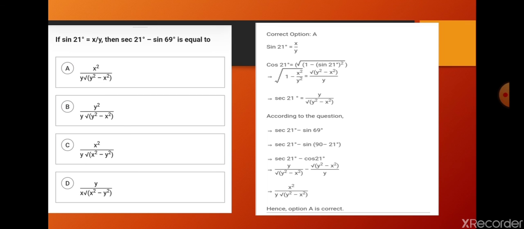According to the question, sec 21 degree minus sine 69 degree. Then sine 69 degree can be converted as sine of (90 minus 21), which is nothing but 69. Hence, sine is converted into cos. That implies sec 21 degree minus cos 21 degree equals y divided by root of (y square minus x square) minus root of (y square minus x square) divided by y. Simplifying this, we get x square divided by y into root of (y square minus x square). Hence, the correct option is A.